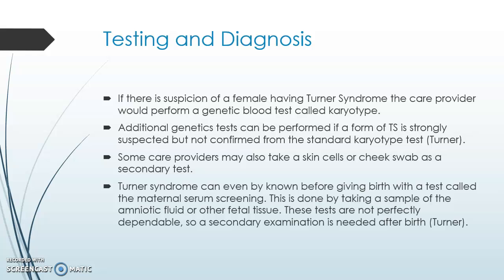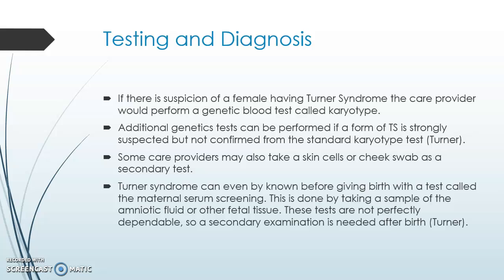If there is suspicion of a female having Turner syndrome, the care provider would perform a genetic blood test called karyotype. Additional genetic tests can be performed if a form of TS is strongly suspected but not confirmed from the standard karyotype test. Some care providers may also take a skin cell or cheek swab as a secondary test.